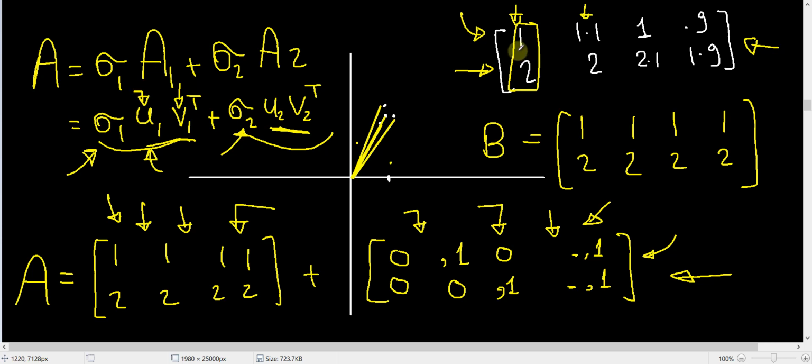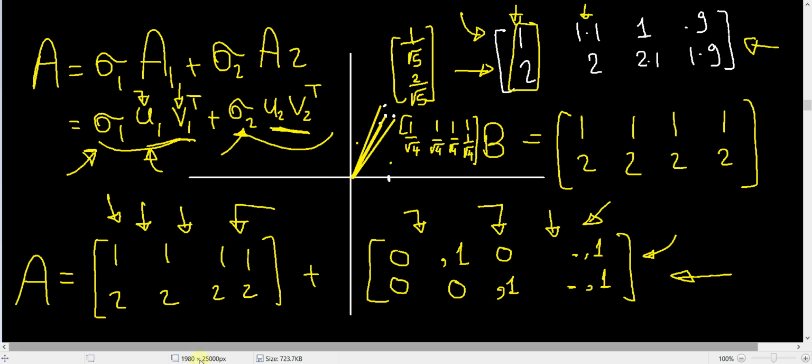So the components of u1 will be very similar to, let's say, 1 over root 5 and 2 over root 5. And the components of v1 transpose will be very similar to, let's say, 1 over the magnitude. So this will be 1 over root 4, 1 over root 4, 1 over root 4, and 1 over root 4. So this is what we expect, and we will go to MATLAB and get the actual singular value decomposition of such a matrix.